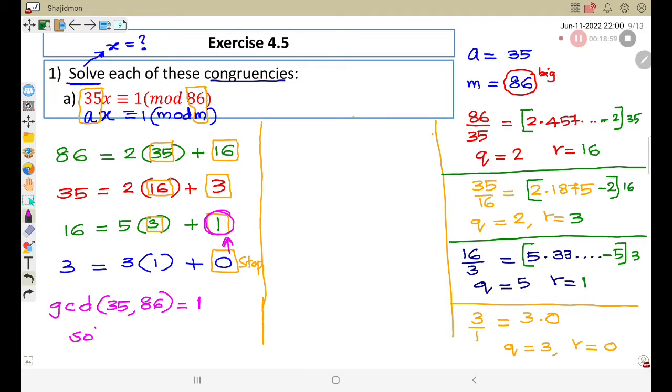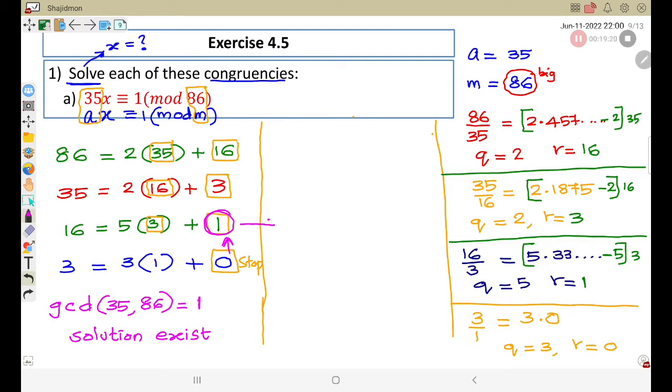Okay, solution exists because it is relatively prime, correct? GCD 1 means relatively prime. Relatively prime means solution exists. If you are not getting 1, there is no solution. We cannot find the inverse in that case. So solution exists here. Now we need to start the linear combination.